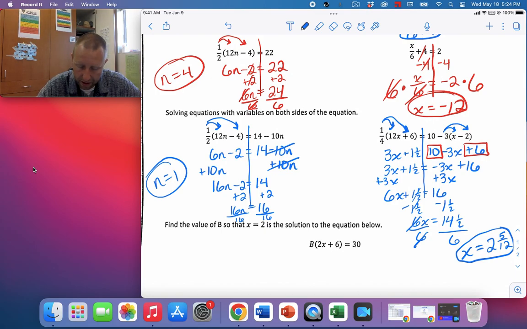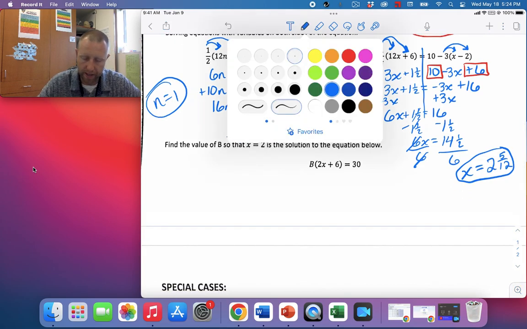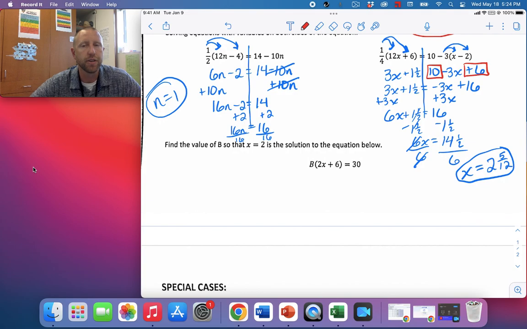All right. For this next one, the last one on this page, it says here, find the value of b so that x equals 2 is the solution to the equation below. So if I know that I want x equal 2, they're telling me I want x to equal 2. Put in 2 for x. Let's rewrite this. If I put a b there, now it's b times (2 times 2 plus 6) equals 30. If I put in that x is 2, I can simplify this equation and then see what's left for b to equal.